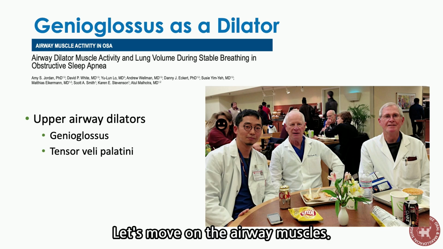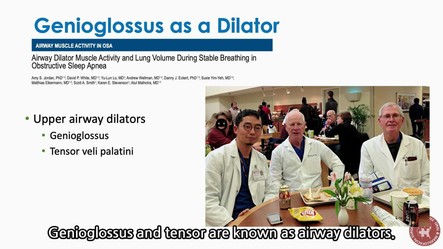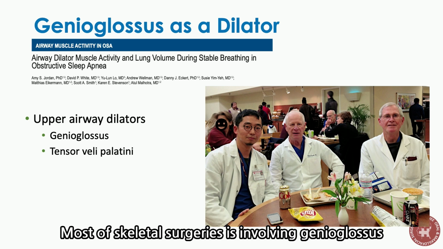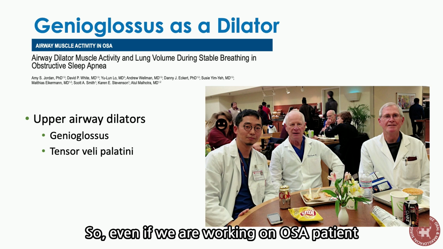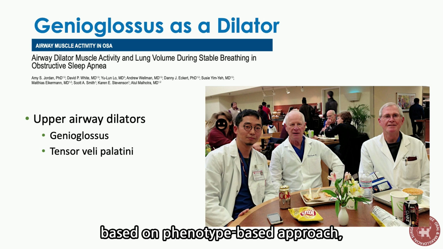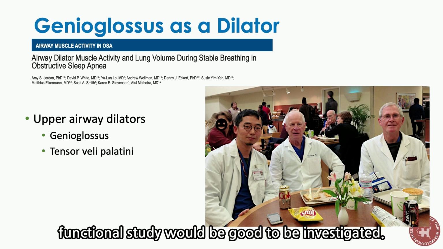Let's move on to the airway muscles. Genioglossus and tensor are known as airway dilators. Most skeletal surgery involves the genioglossus because this muscle can pull the tongue and the muscle is a major airway dilator. So even if we are working on OSA patients based on a phenotype-based approach, a functional study would be good to be investigated.